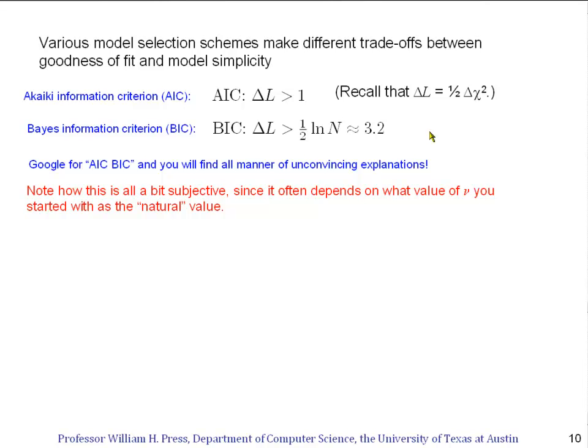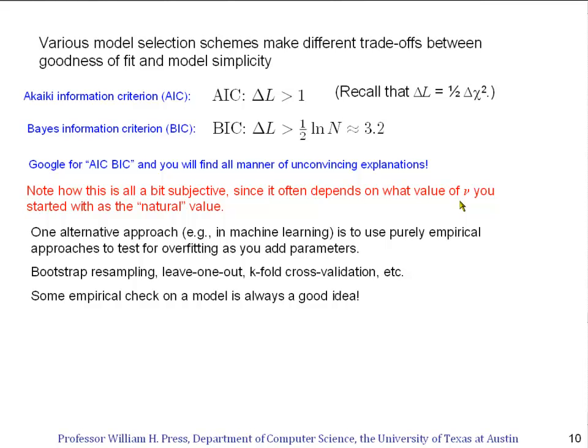Also note that this whole enterprise is a little bit subjective because it often depends on, in our example, what value of nu you started with as the natural value. We started with nu equals infinity, Gaussian, as the natural value, and we're going to look for decreases in chi-squared from that. But what if we lived on a planet where everybody worshipped Student's t distribution with parameter 4? Well, then that would be the natural value, and then when we add nu as a parameter, we might get a much smaller change in delta L, and therefore we might not accept it as a parameter. So again, a little bit of subjectivity here.